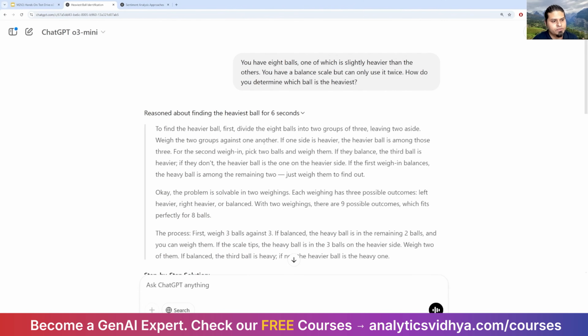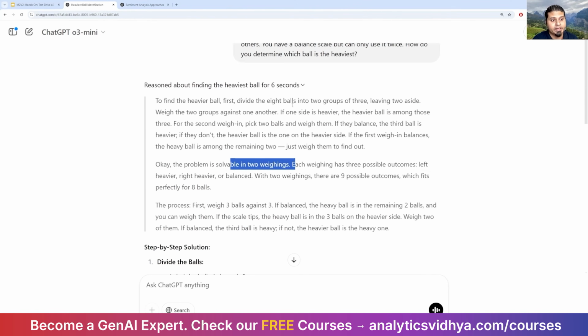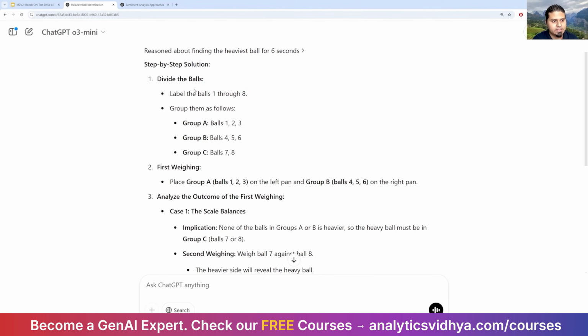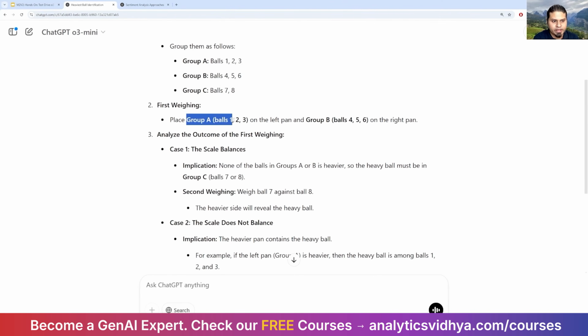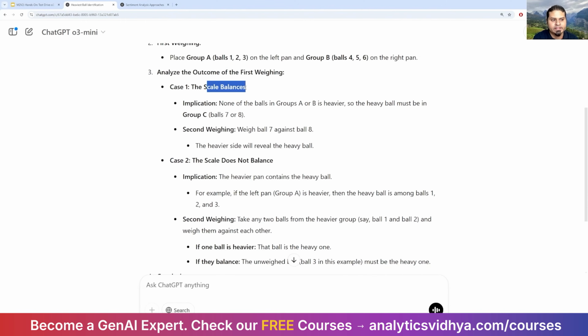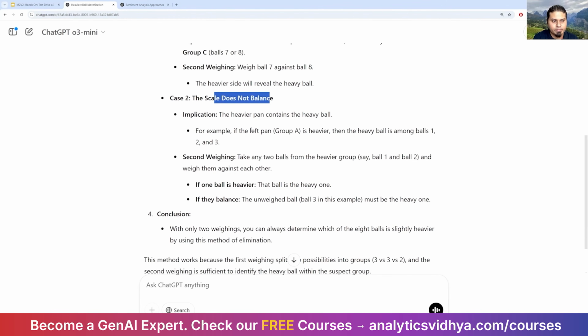And then it reasoned for about 6 seconds, saying that the problem is solvable in 2 ways. And then it starts giving us the answer, saying first, divide the balls, label them 1 through 8, and then group them into 3 groups. Then do a first weighing, where you put one group of balls on the left pan, one group on the right pan, and then you analyze the outcome of the first weighing in terms of whether the scale balances or the scale does not balance.